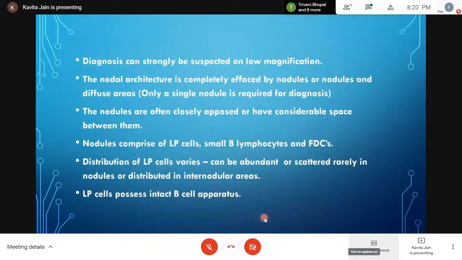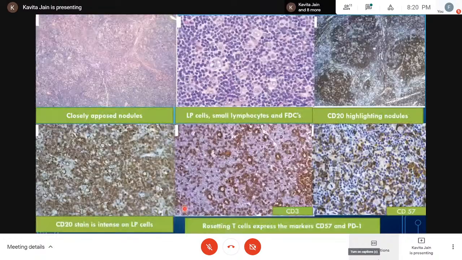So it should be strongly suspected on low magnification, because the nodal architecture is completely effaced by nodules and diffuse areas, and they say that at least a single nodule is required for diagnosis. So we see here that there are nodules, of course no sclerosis, closely opposed nodules. They have somewhat a moth-eaten appearance, and there are no germinal centers. Now these are the LP cells, lobulated like a popcorn cell.